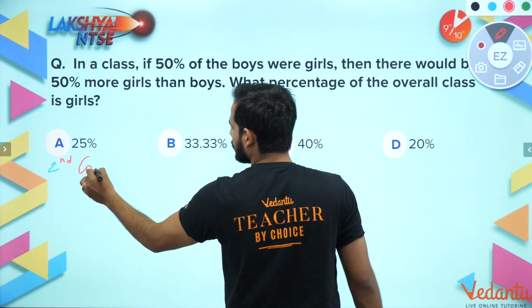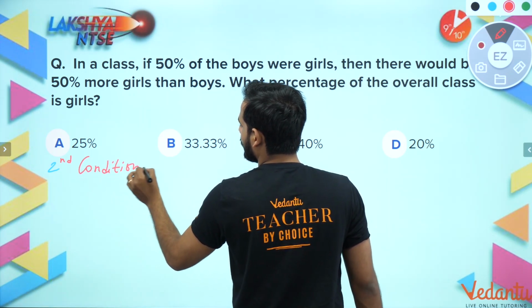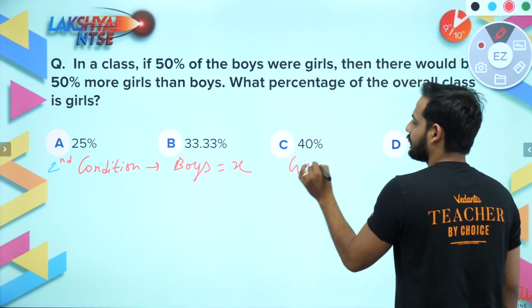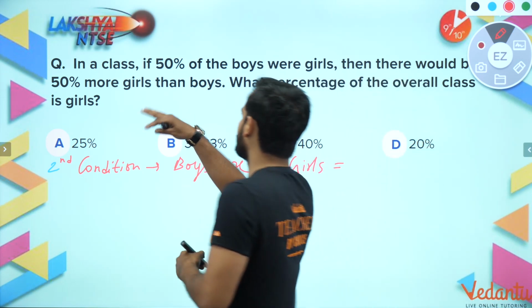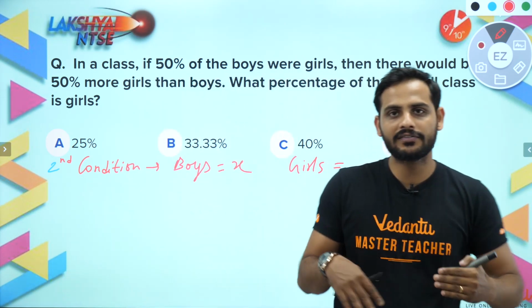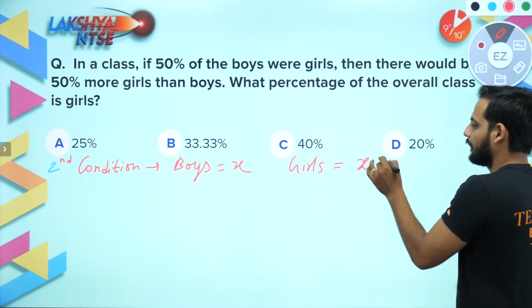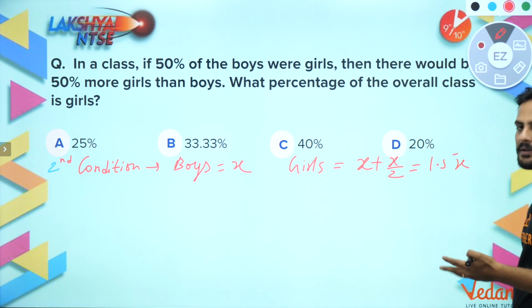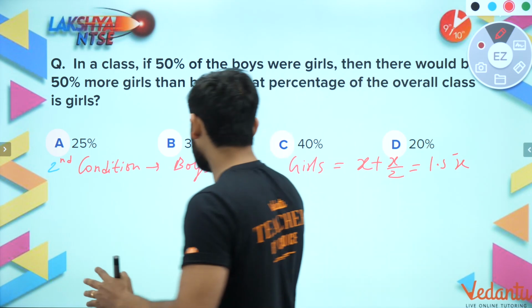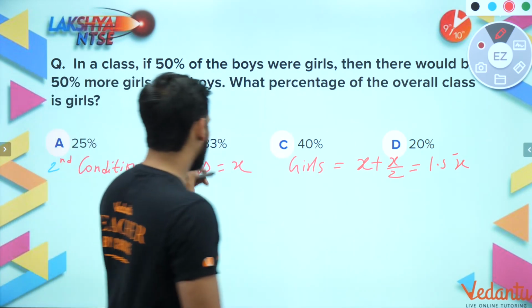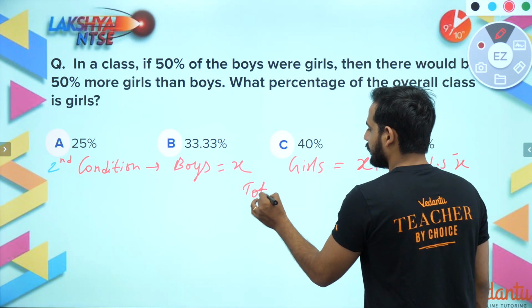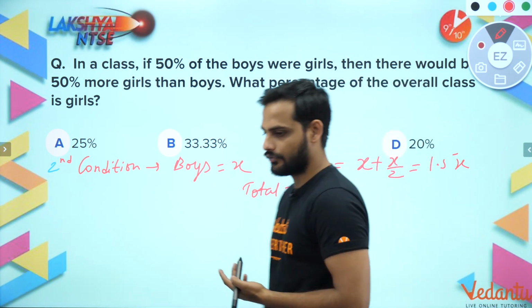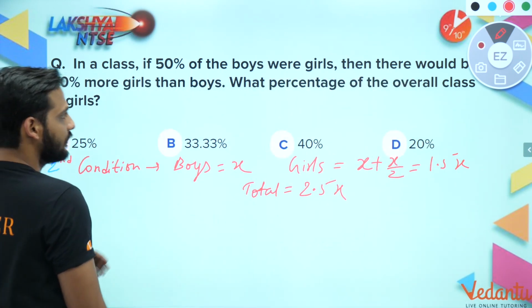So in the second condition, okay, let us say number of boys is x. So the number of girls will be, as you know, girls are 50% more. 50% more means whatever is the number of boys plus 50% more, that means x by 2, which is 1.5x, or you can say 3x by 2. Correct? So this is your number of boys, this is your number of girls. So what is the total class strength? Total class strength I have got to know is 2.5x. Boys plus girls is 2.5x. Right?